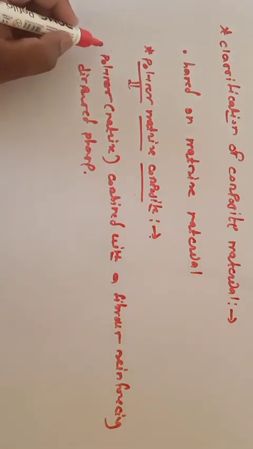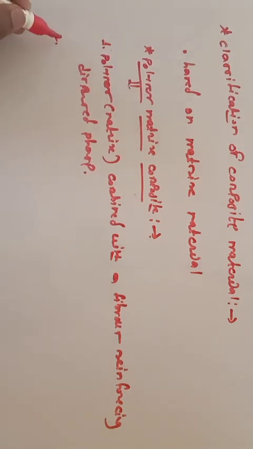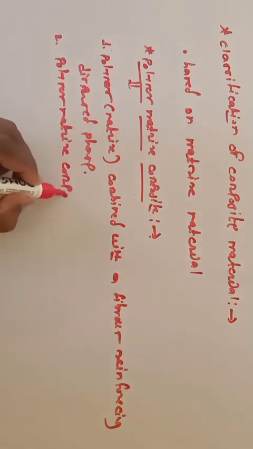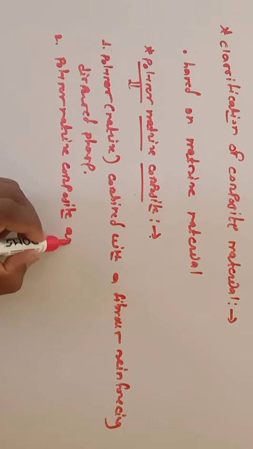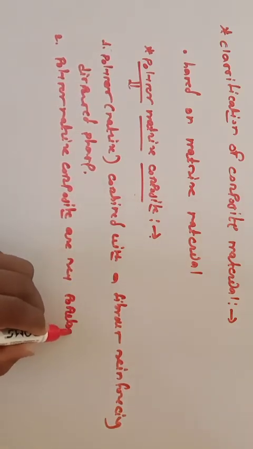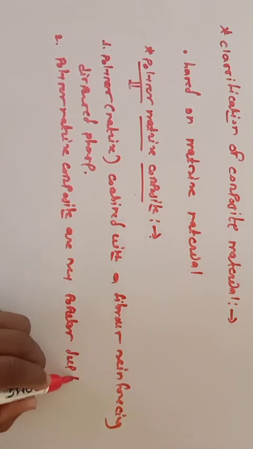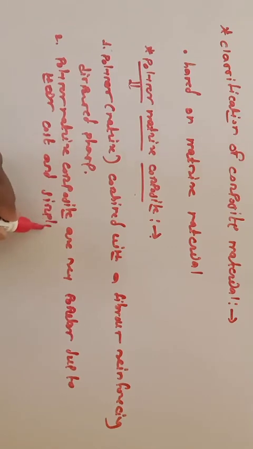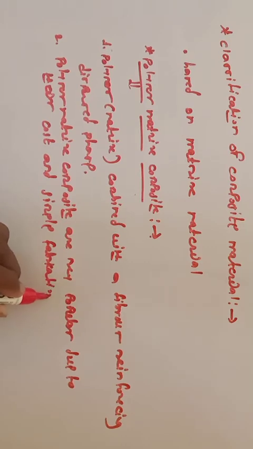The second point is also important. Polymer matrix composites are very popular due to their lower cost and simple fabrication methods. Okay, so these are the two important points. Polymer is your matrix, and it will combine with fibrous reinforcing material, and they are very popular due to lower cost and simple fabrication methods.